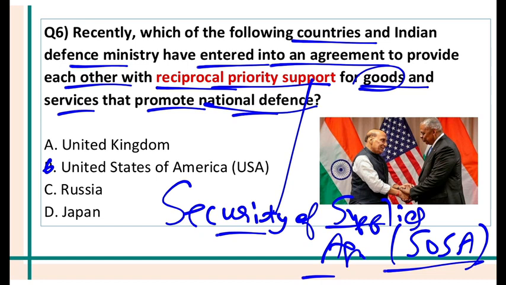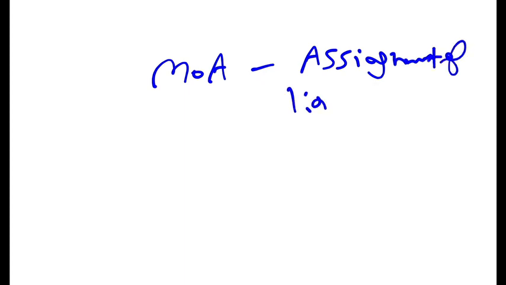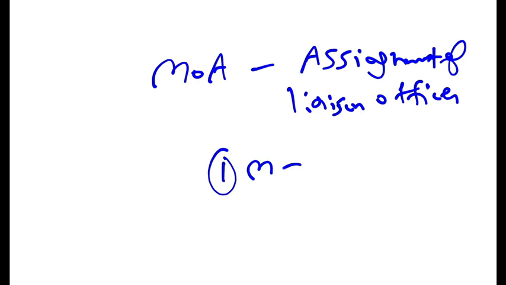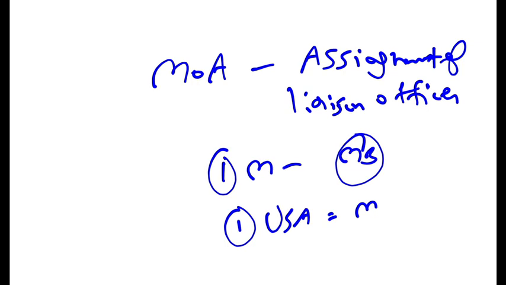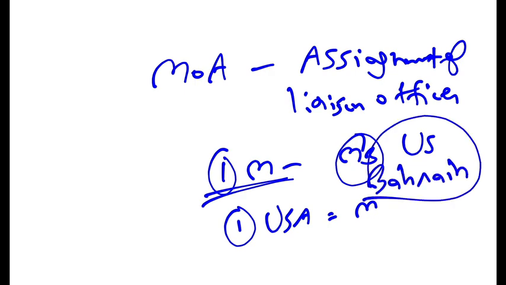Now the two countries have signed one more MOU, the Memorandum of Agreement regarding the assignment of liaison officers. What is a liaison officer? Basically someone who coordinates, right? So one military officer from India will be posted at a military base of America, and one officer from America will be posted at a military base of India. One naval officer from India will be posted at the US naval base in Bahrain.